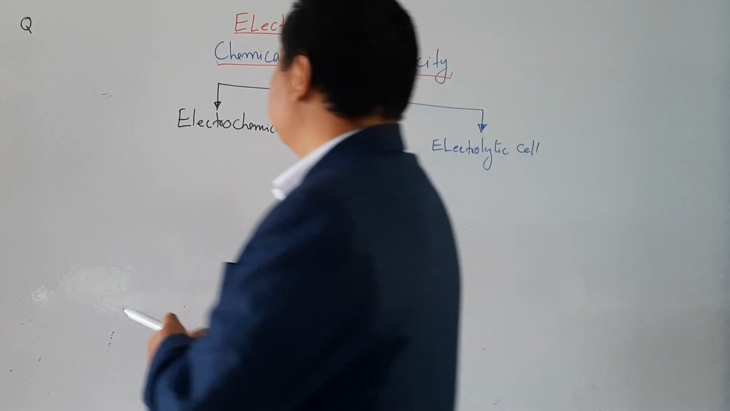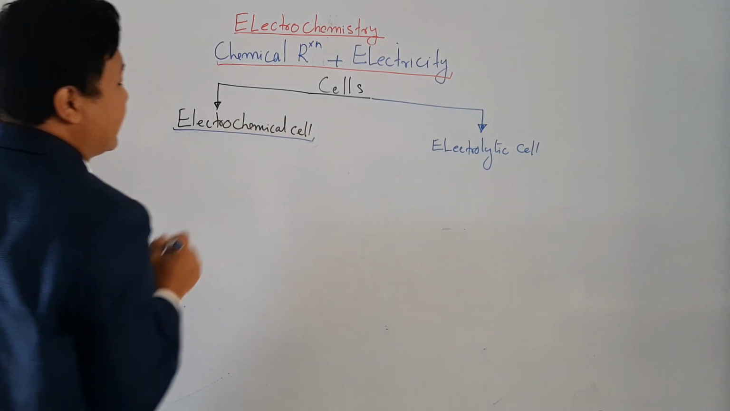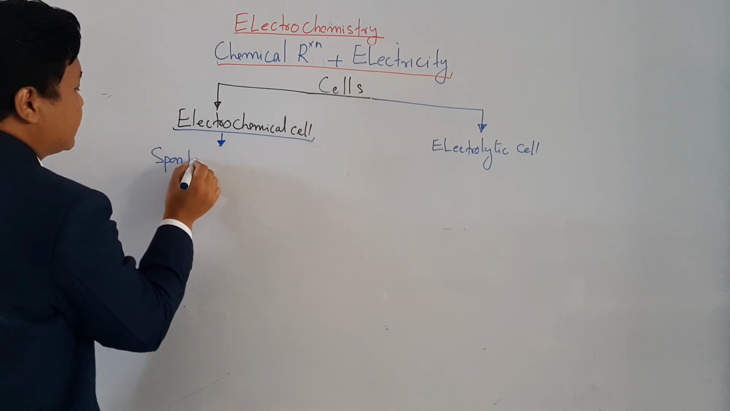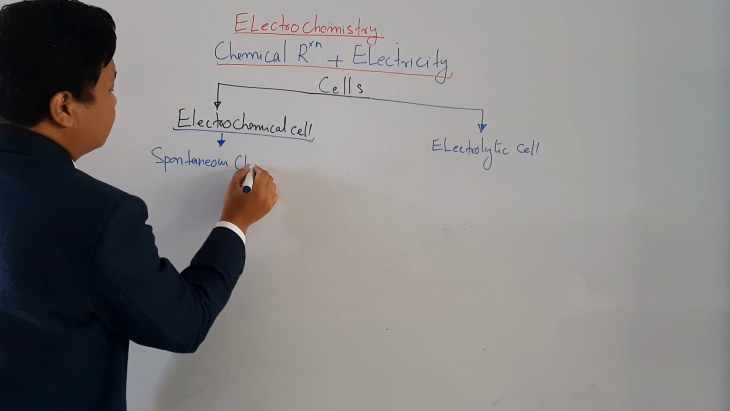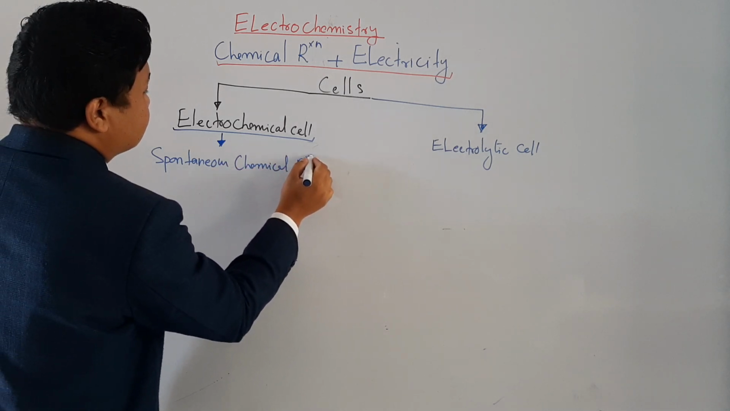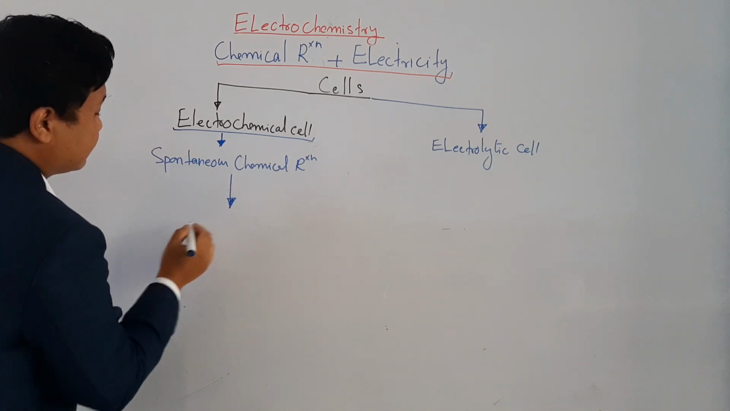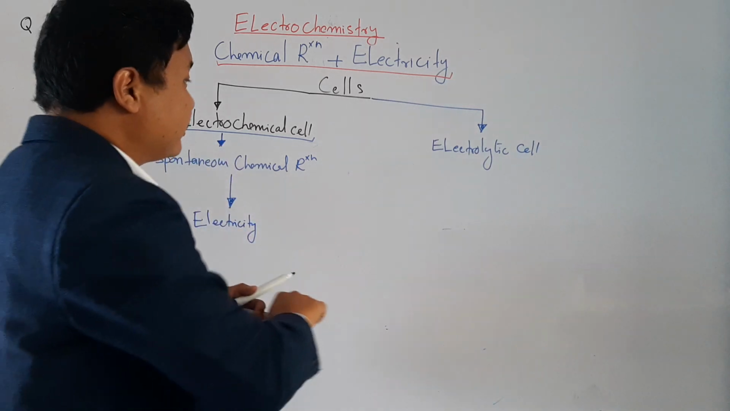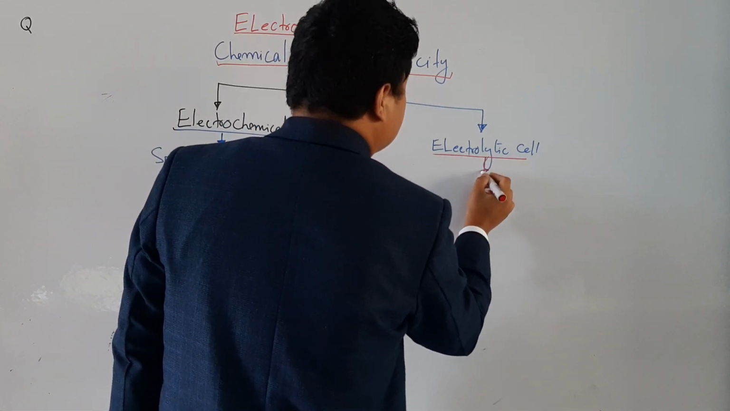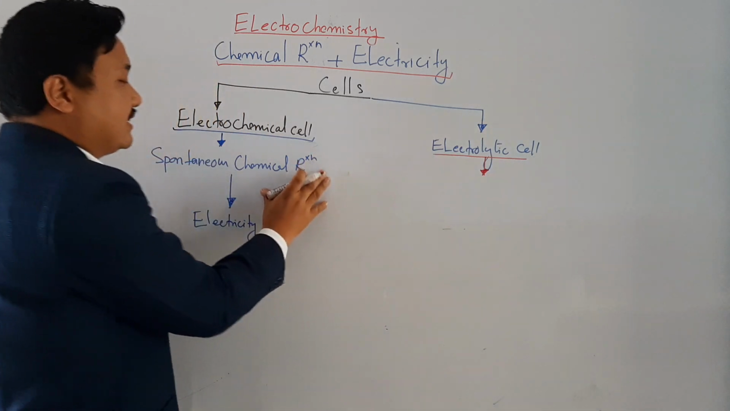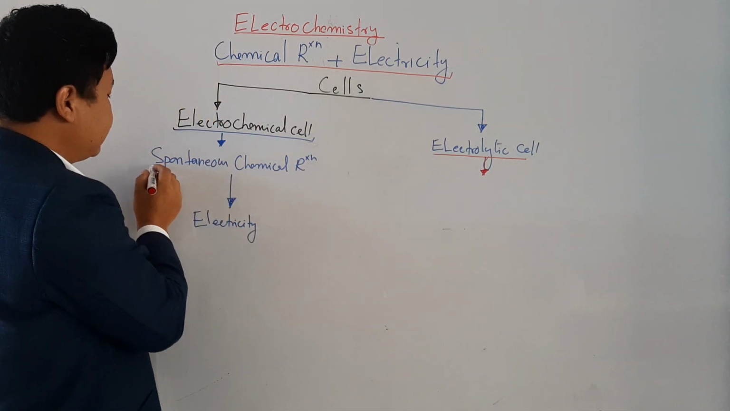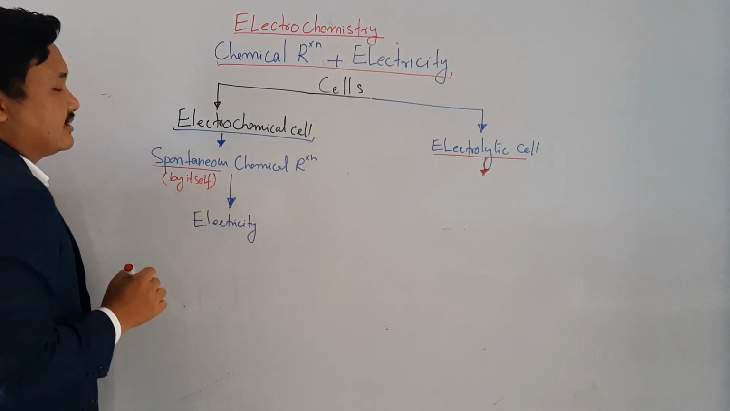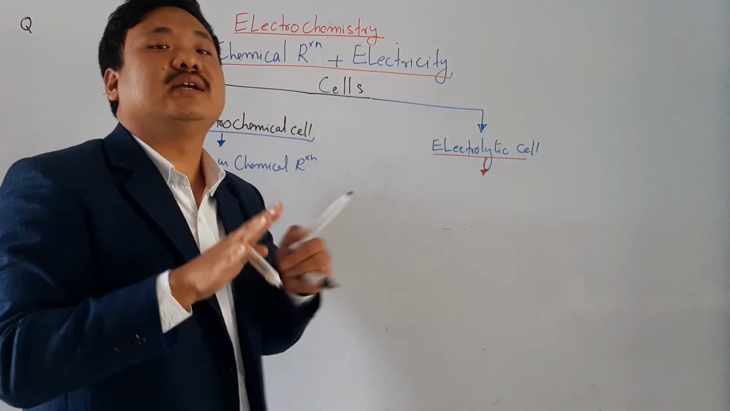Now in the electrochemical cell, what happens is a spontaneous chemical reaction gives electricity. We are getting electricity from a spontaneous reaction. Spontaneous means by itself. It means that the reaction will occur by itself. We don't need to do anything.